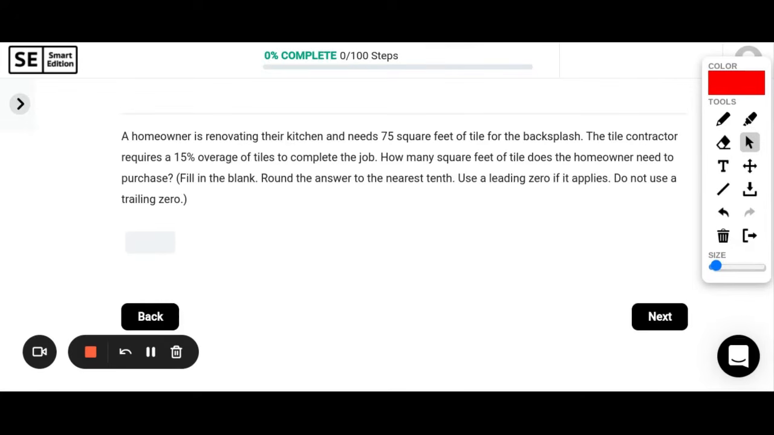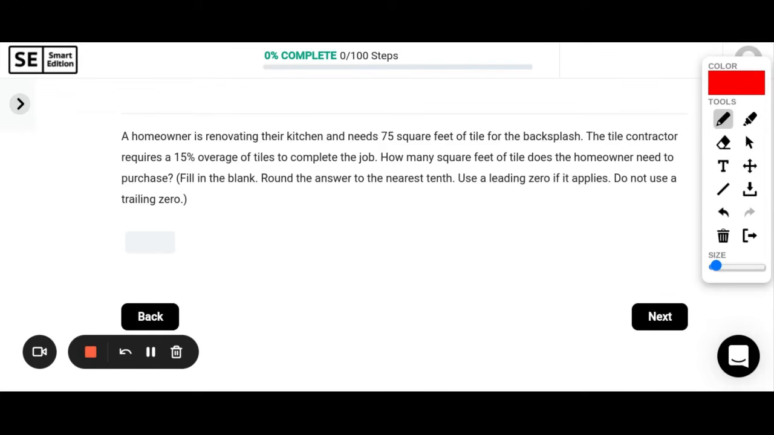A homeowner is renovating their kitchen and needs 75 square feet of tile for the backsplash. The tile contractor requires 15% overage of tiles to complete the job. How many square feet of tile does the homeowner need to purchase? Okay, round the answer to the nearest tenth and use a leading 0 if it applies, but do not use a trailing 0. So all of that is important for us to enter this correctly to get the correct answer here.